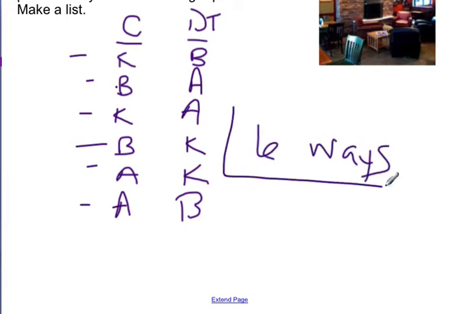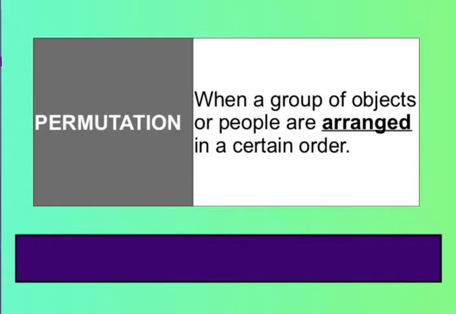That's what we're going to learn to calculate. Writing all of those options out took forever, so there are shorter mathematical ways of doing this. Let's take a look at what a permutation is.